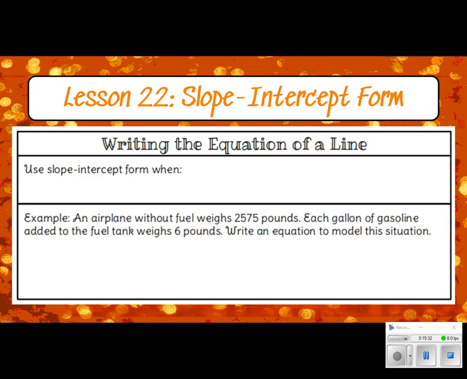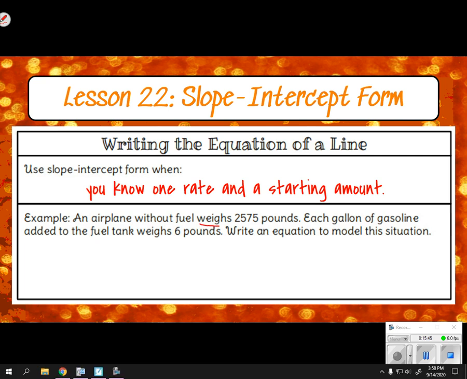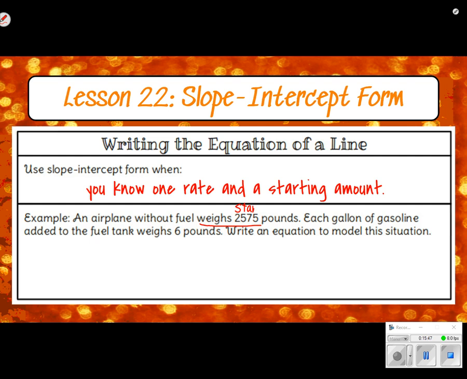All right, so we're going to write the equation of a line using slope-intercept form when you know one rate and a starting amount. So an airplane without fuel weighs 2,575 pounds. No fuel. This is my starting amount. Each gallon of gasoline added to the fuel tank weighs 6 pounds. That's a rate. As I am adding the fuel, it's increasing the weight 6 pounds per gallon of gas. So that is a rate.